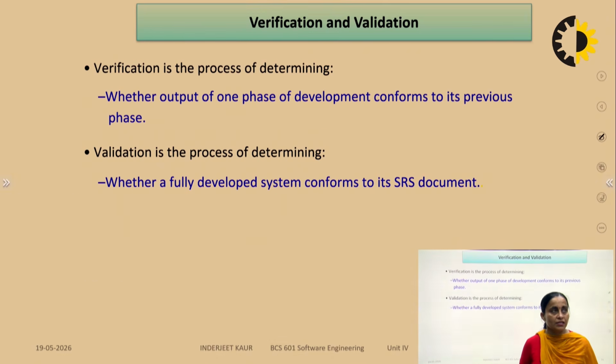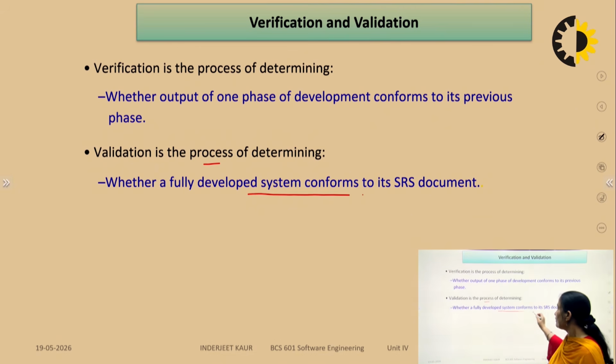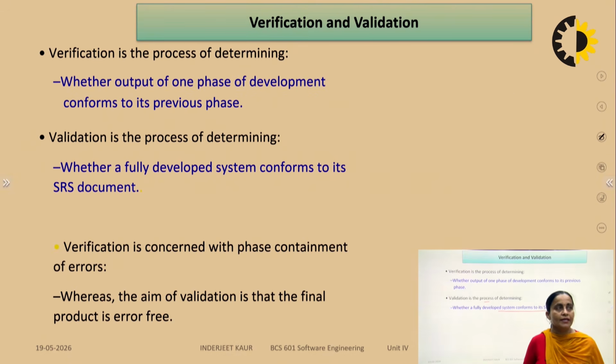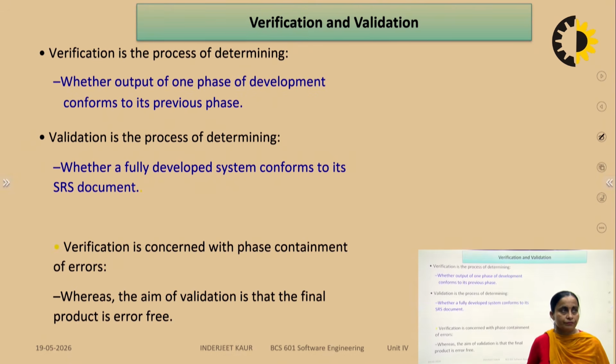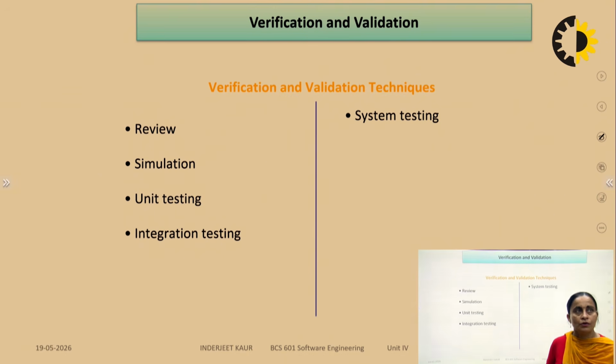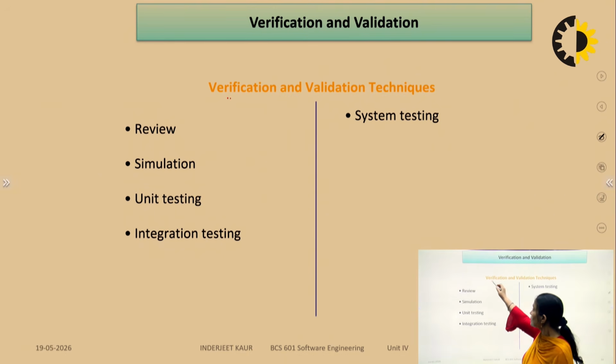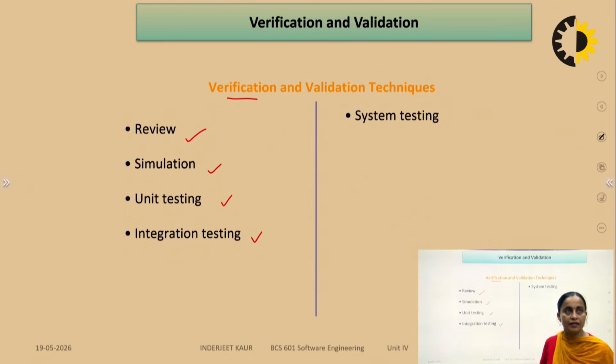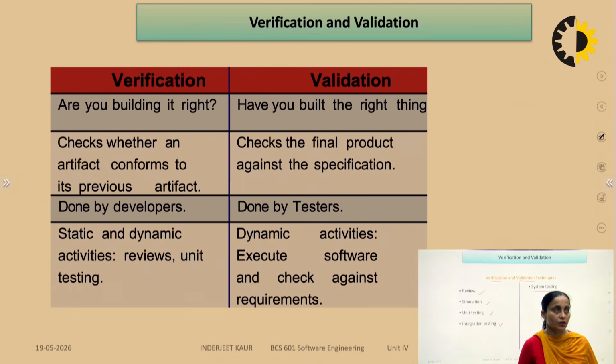So testing here is the combination of verification and validation. Verification is the process of determining whether the output of one phase of development conforms to its previous phase, and validation determines whether the fully developed system conforms to the SRS document or not. In verification we do review, simulation, unit testing and integration testing, and in validation we perform the system testing. This is very important.